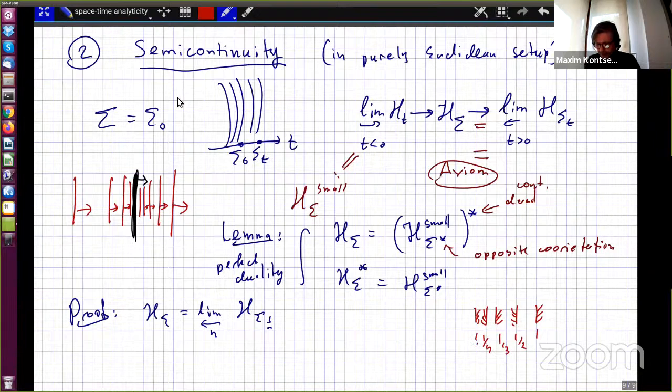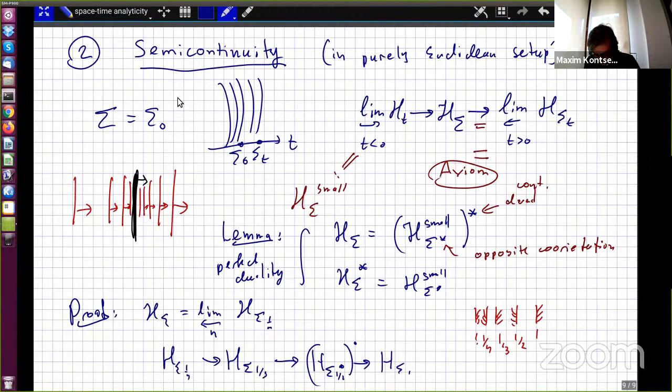I co-orient in this way, and if you see what the maps are here, you get a sequence of maps from h. You get a map from this to h sigma 1. This is a map from this to this guy, from h sigma 1/2 dual. This is a map to h sigma 1/3. This is a map from h sigma 1/4 dual, and so on. So you can form this infinite sequence of maps between spaces and dual spaces.